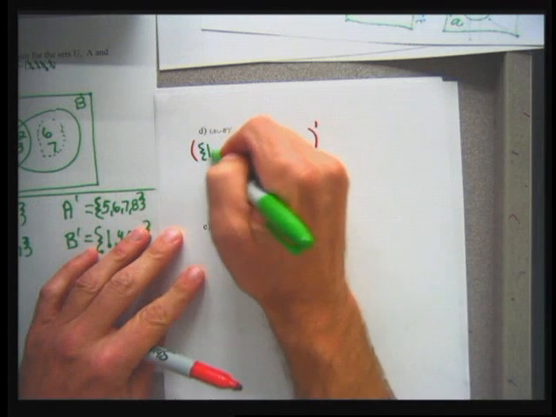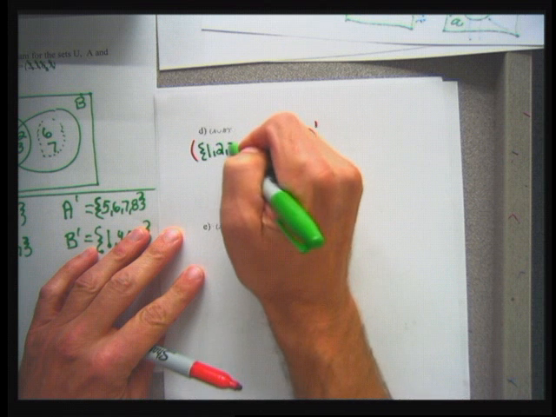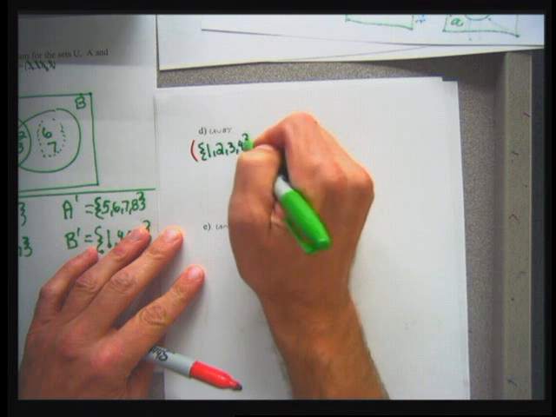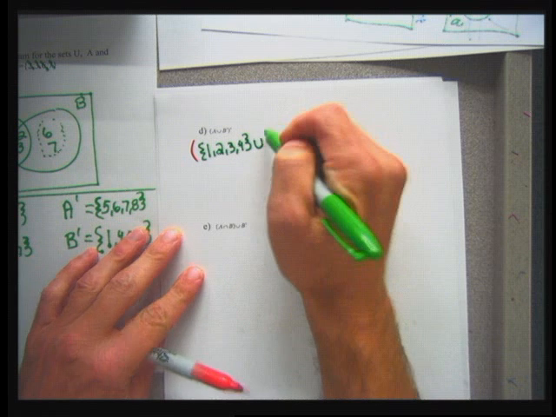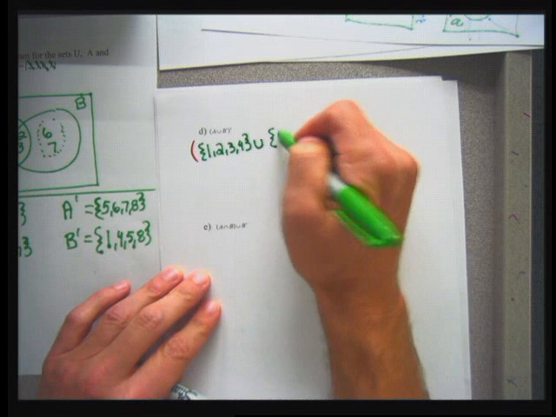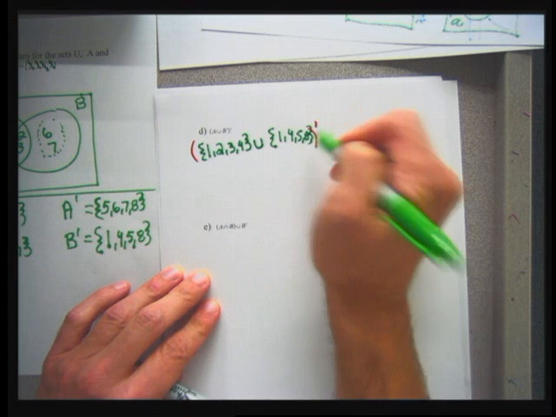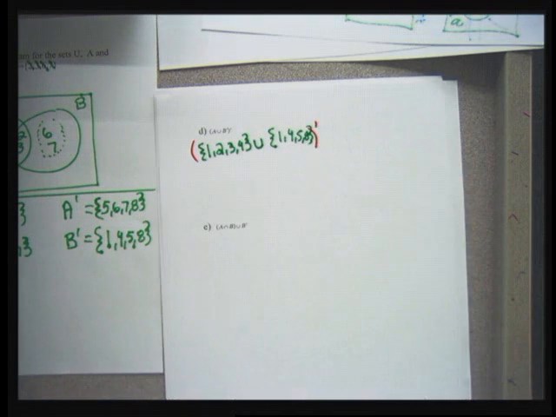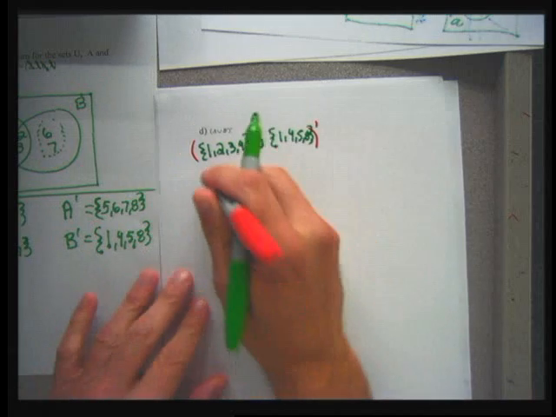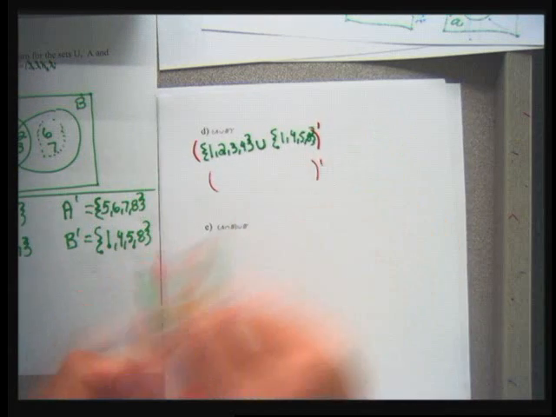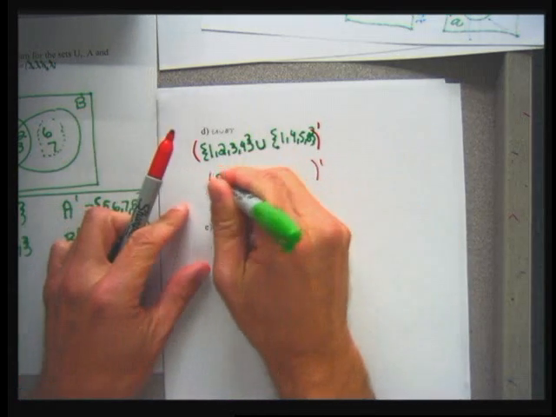A would represent the numbers 1, 2, 3, and 4. The union symbol is the union symbol. B prime are the numbers 1, 4, 5, and 8. And now I'm going to union these. Union, you take the entire left set. The entire left set is the numbers 1, 2, 3, and 4.